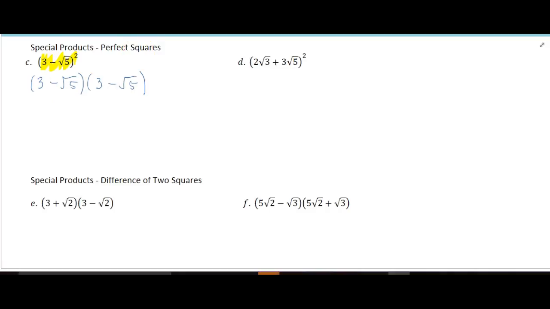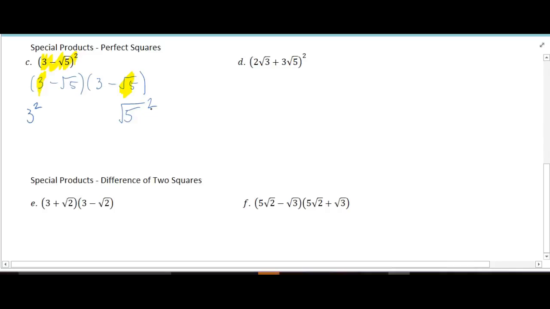If you use the perfect square method, the first term will be the square of this term here, in other words, 3 squared, which will be 9. I'll leave it like that for the time being. I'll do the last one, so you square this last term. The square of root 5 is going to be 5. I think that's pretty straightforward. I'll write that in there, and we can simplify it in the next line.